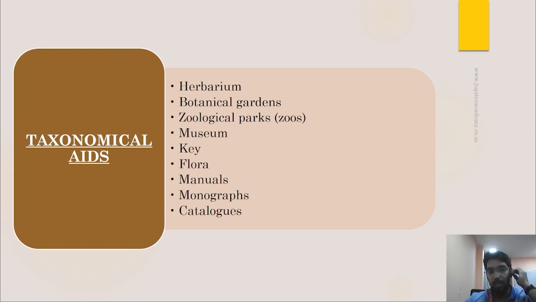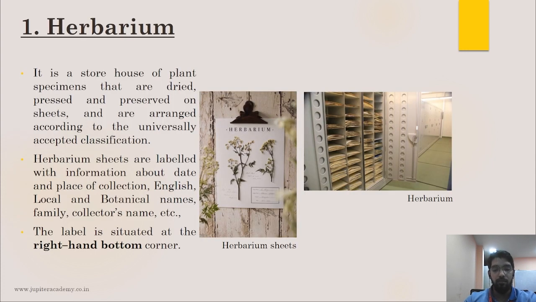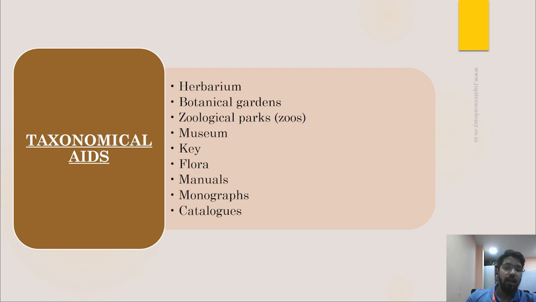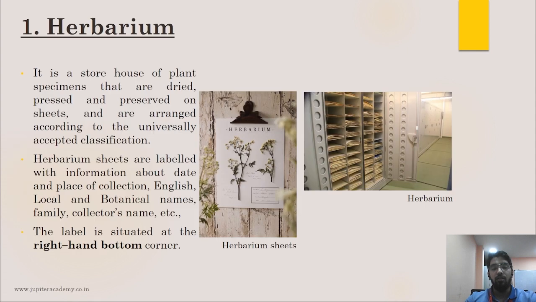So before we start, let us look at the list of taxonomical aids. We have 9 taxonomical aids which we'll be studying today. We have herbarium, botanical gardens, zoological parks or zoos, museums, key, flora, manuals, monographs, and catalogs. Going to the first one, which is herbarium.